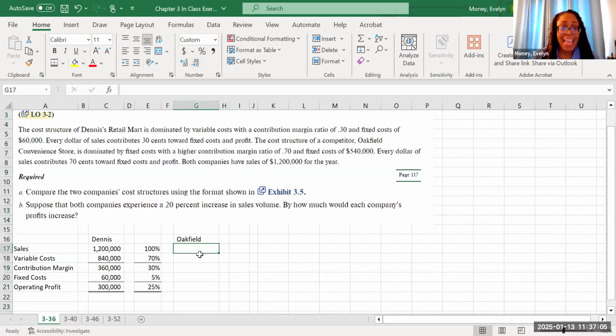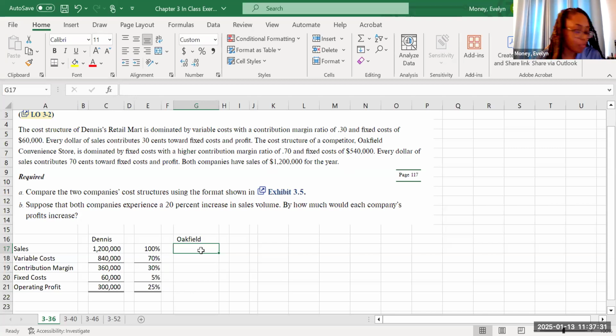Now, Oakfield has the same amount of sales as Dennis, but that does not mean they're going to have the same profits. It all depends on their makeup of variable costs and fixed costs. And Oakfield definitely had more fixed costs and a higher contribution margin than Dennis. Let's see how that ultimately impacts an increase in sales later on.